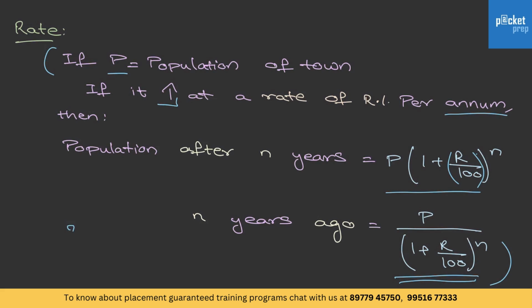But how to solve if there is no constant increase? That is, if the population is x now and the next year it increases by 3%, then it increases by 5%, and then it increases by some 2.5%. If they give this kind of thing, how to solve the problem? Let's know it with an example.